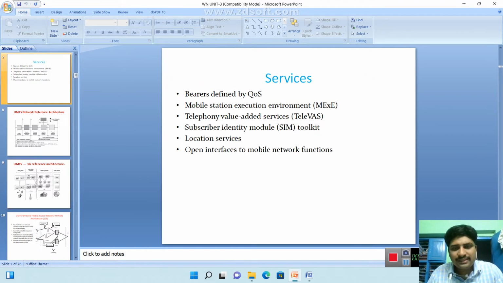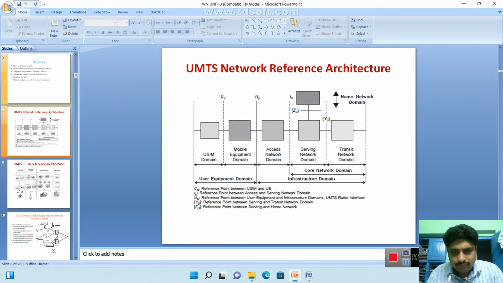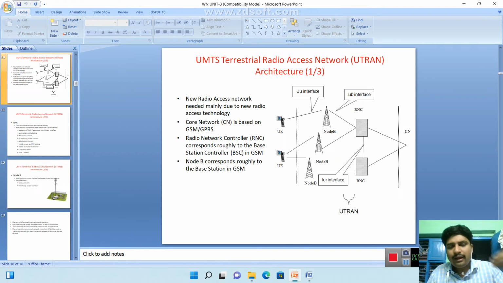Next, what are all the services provided by 3G? This is very important. First, each one provides a quality of service. The quality of service is defined by the 3G parameters. Next one, location service. After finding the quality of a packet, we must also find out the exact location of the user equipment, so it provides location services. Next, it also provides interfacing services, that is open interface. These are the main services provided by 3G. Next we are going to move into the architectural mode.